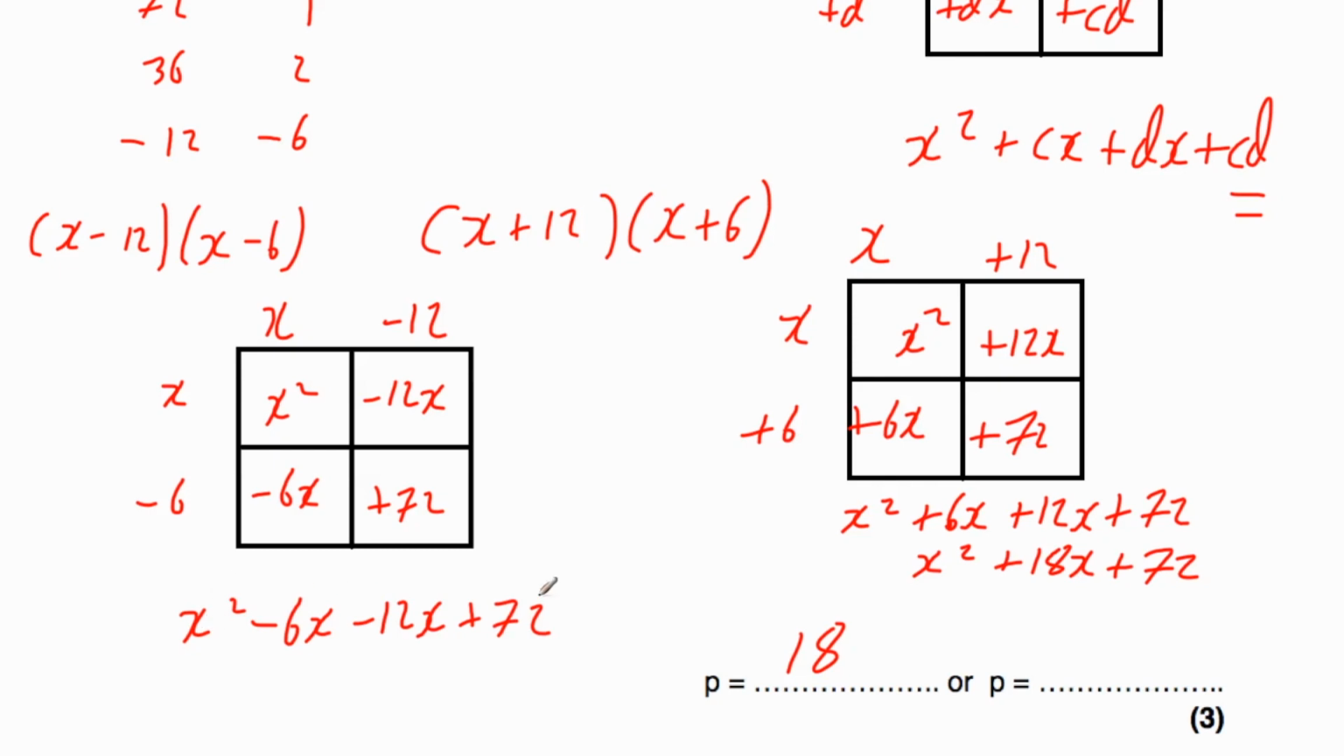So we've got the x squared part, which is great, and the plus 72 part, which is great. Let's have a look at these terms in the middle. We've got minus 6x, take away 12x. So if we've got negative 6 and we go down another 12, that'll be negative 18.